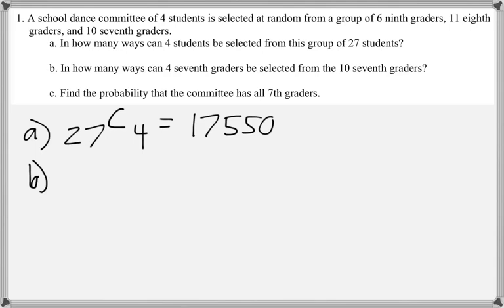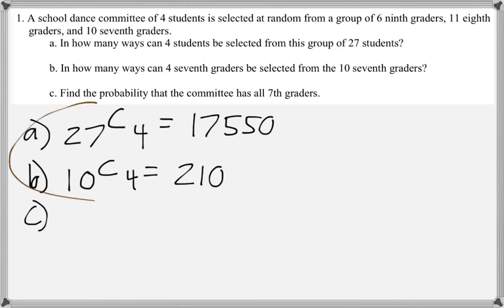Part B says, in how many ways can 4 7th graders be selected from the 10 7th graders? So we have 10, and we are selecting 4 of them, and that will be 210. Part C says, find the probability that the committee has all 7th graders. So Part C is actually combining parts A and B.